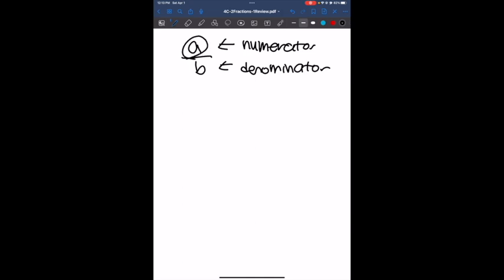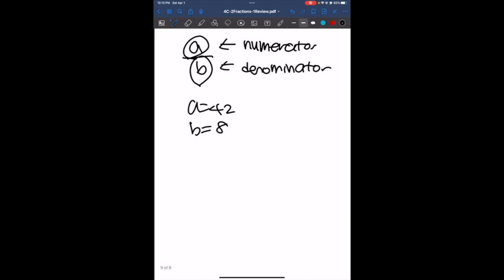So a fraction looks like this. A, the number at the top, is called the numerator, and the number at the bottom is called the denominator. A fraction is basically when we divide something by something. A is the number that's being divided and B is the number that is dividing. So for example, if we're going to divide 42 by 8, A is 42 and B is 8.